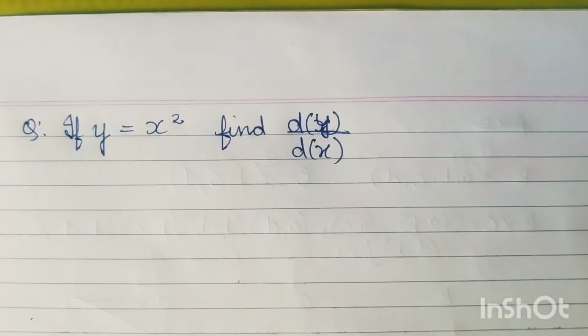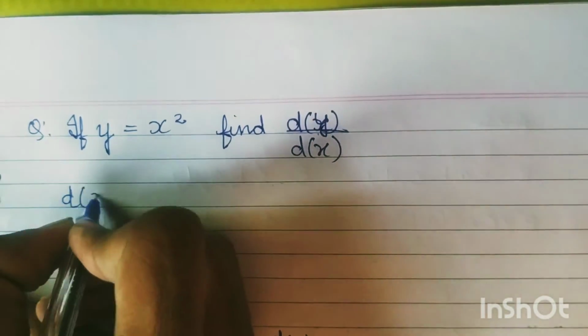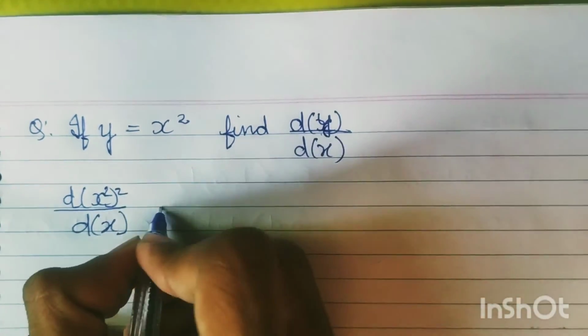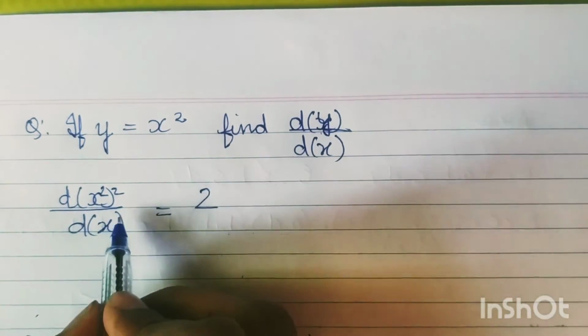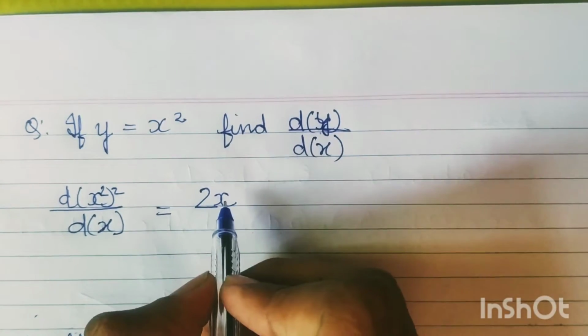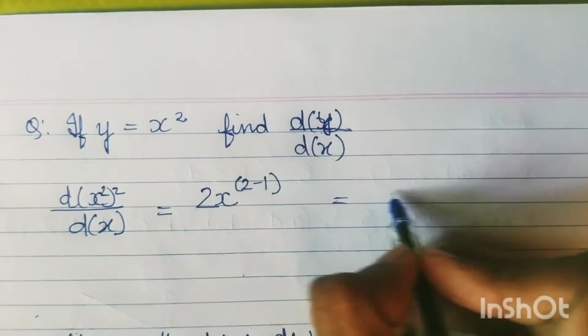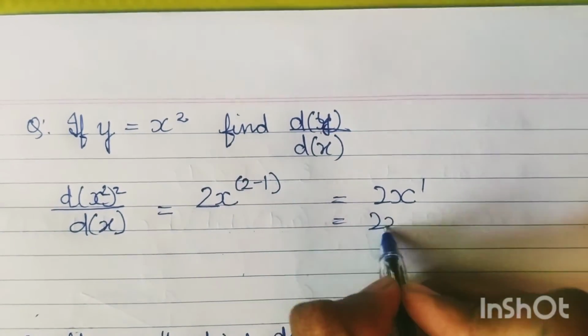Now we have an example. If y is equal to x square, find differentiation of y with respect to x. As you remember the formula, first we will replace this y with x square. So this will become dx square upon dx. Next step was to bring the power here. So 2 is the power, then your variable x raised to the power of power minus 1, that is 2 minus 1. That comes out to be 2x raised to the power of 1, that is nothing but 2x.